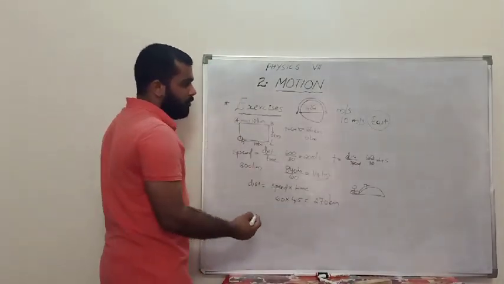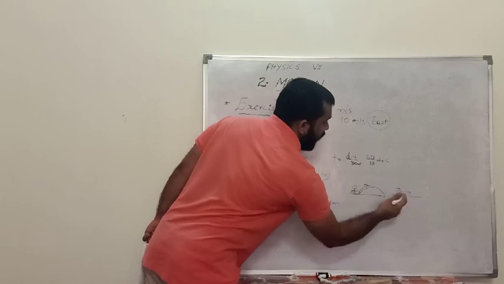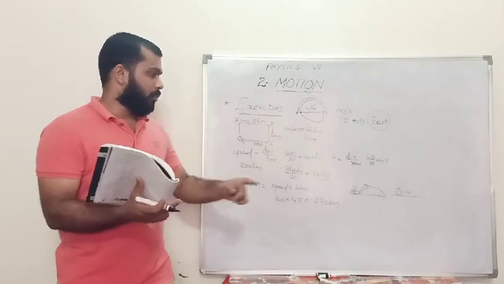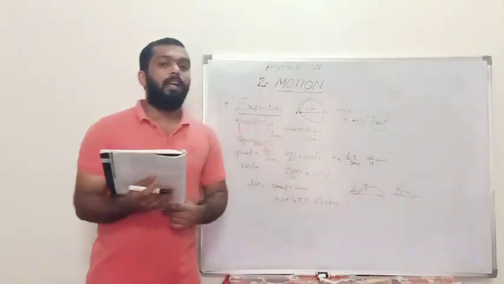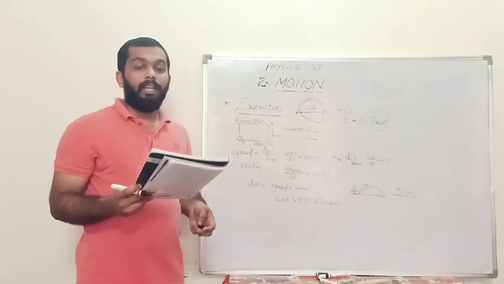Then another picture is there. One tire is just moving towards this side on a straight path. That will be a rectilinear motion. This is curvilinear motion and this one is a rectilinear motion. Now the last set, think and answer.